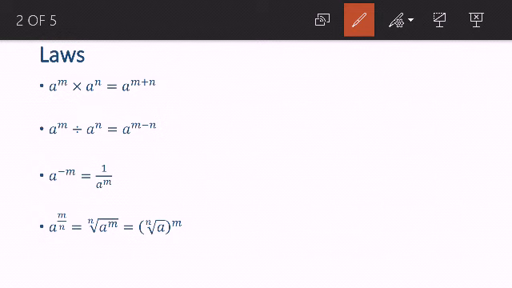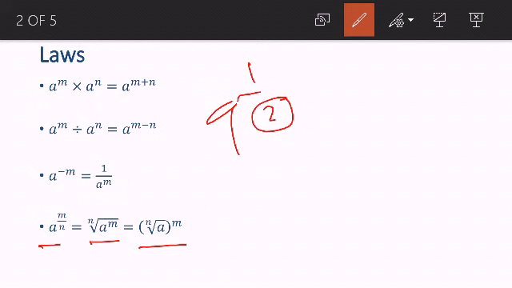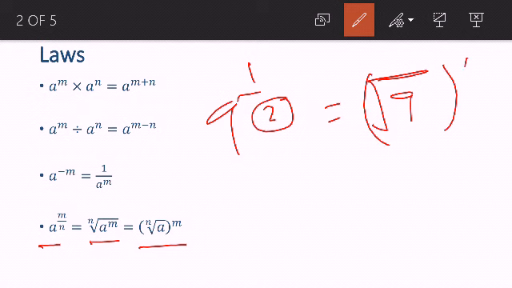Now the next one is fractional index law. That means when the power is a fraction. Now a raised to power m over n is the same thing as nth root of a raised to power m, or we can say nth root of a all raised to power m. A good example is when you have, let's say, 9 raised to power half. The denominator becomes the root. That makes it square root of 9 all raised to power 1, and square root of 9 is 3.